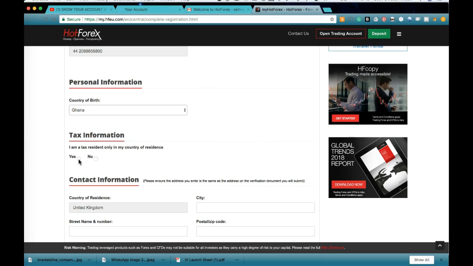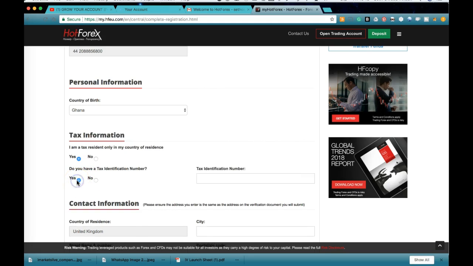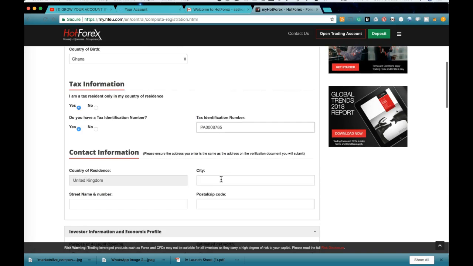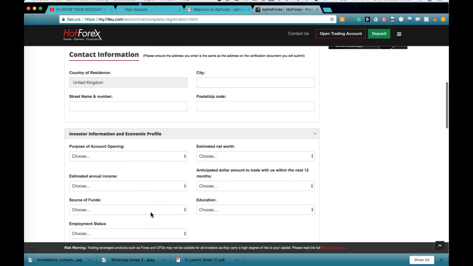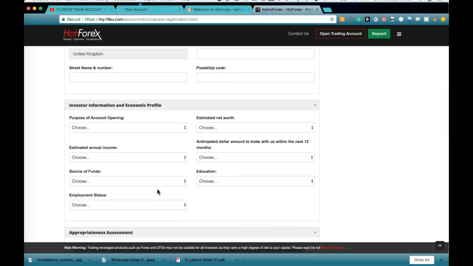So I'm a tax resident in my country of residence. Yes. Do you have a tax identification number? Yes, I do. So for us in the UK, this would be your national insurance number, or whatever it is for your relevant country. The rest of your address details, and then investor information and economic profile.